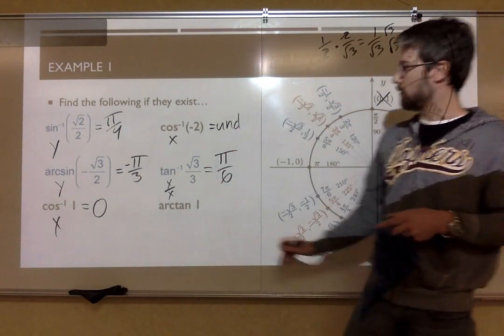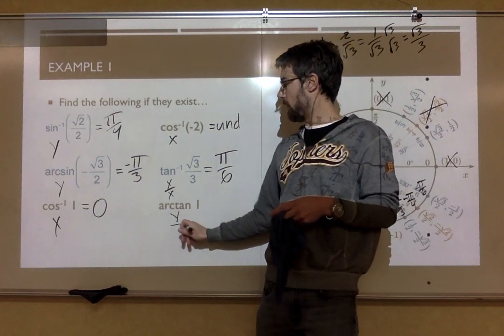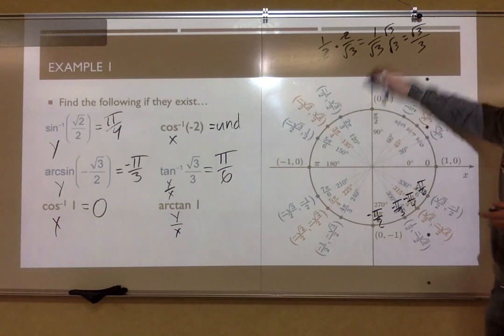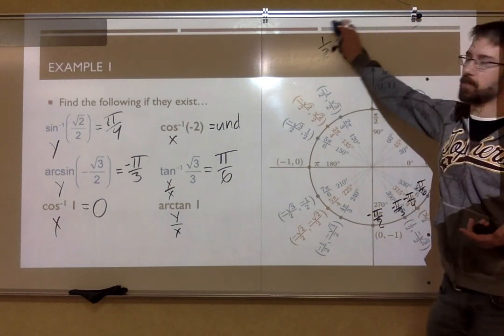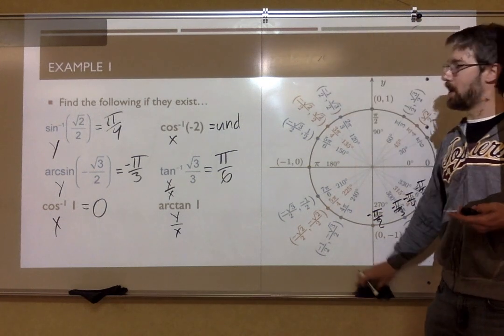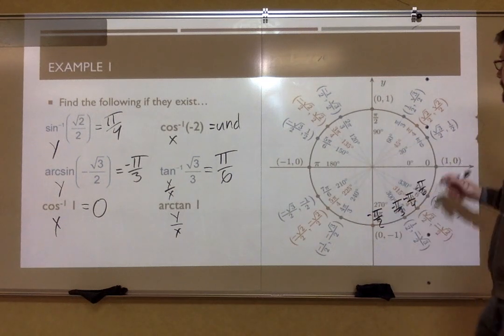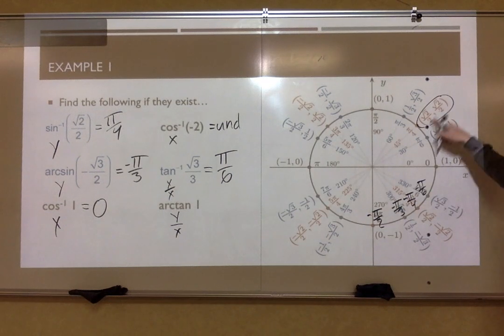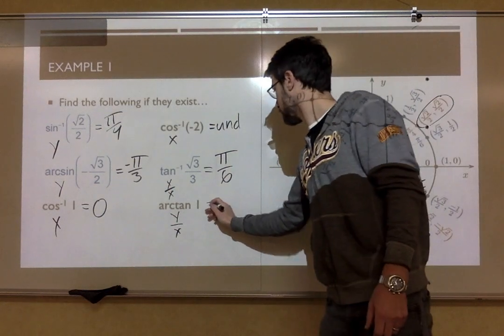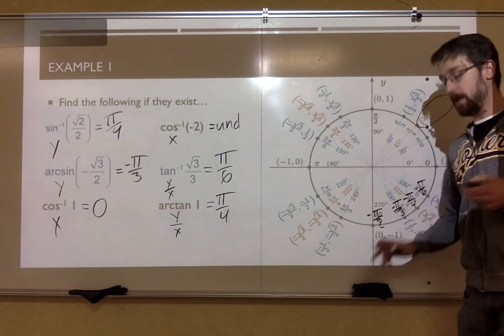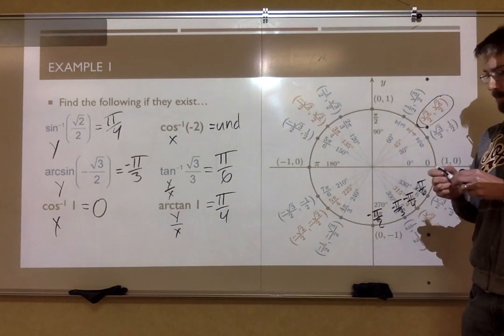Then arctangent of 1. Again, I'm looking for where is y over x equal to 1. Well, when is a ratio going to be equal to 1? It's when the top and the bottom are the same. If y and x are the same, then it's going to equal 1 because it's the same number divided by the same number. And that happens right there at pi over 4. All right, so now some more difficult problems.